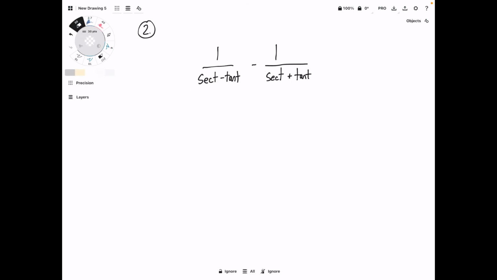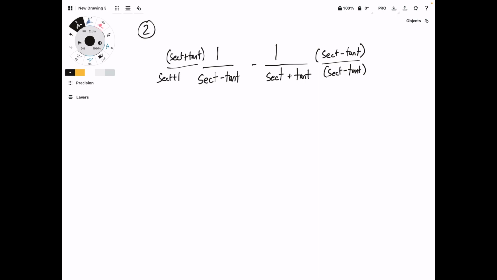Alright, for question 2, we have 1 over secant t minus tan t minus 1 over secant t plus tan t. So first step here is we want to get a common denominator on both sides, which means we're going to have to multiply this side by secant t minus tan t over secant t minus tan t. And we have to multiply this side by secant t plus tan t over secant t plus tan t. Okay, now we can write the entire top as a single expression.